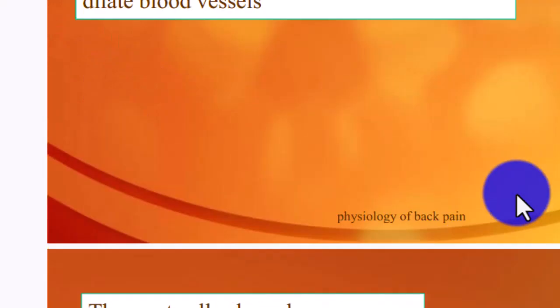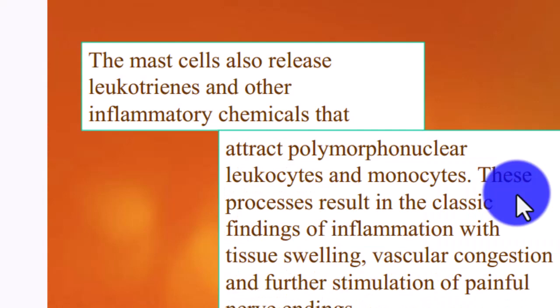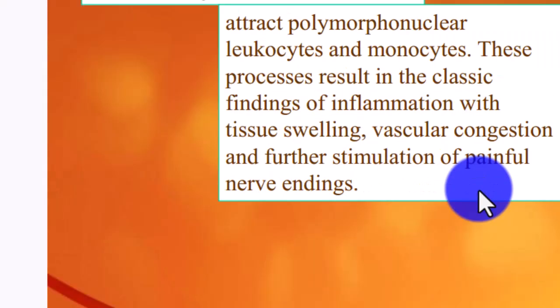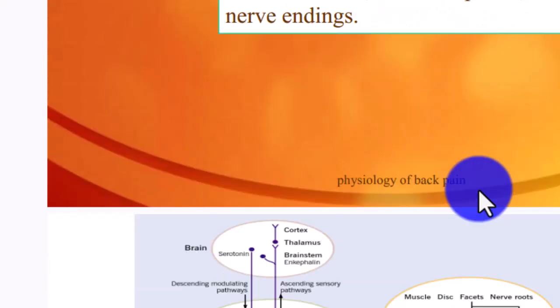This is the process of inflammation, as we know. The mast cells also release leukotrienes and other inflammatory chemicals that attract polymorphonuclear leukocytes and monocytes. These processes result in the classic findings of inflammation: tissue swelling, vascular congestion, and further accumulation of painful nerve stimulation.